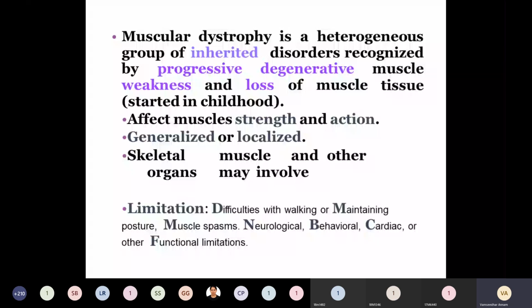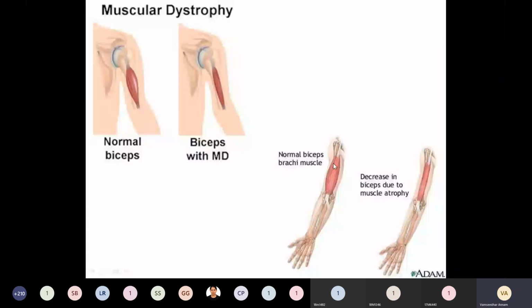What will happen if muscular dystrophy occurs? So the patient will have difficulty in walking or maintaining posture, muscle spasms, neurological or behavioral, or cardiac or other functional limitations can occur. So this is the normal biceps, and this is biceps with muscular dystrophy. The biceps brachii, which is normal here, is atrophied.